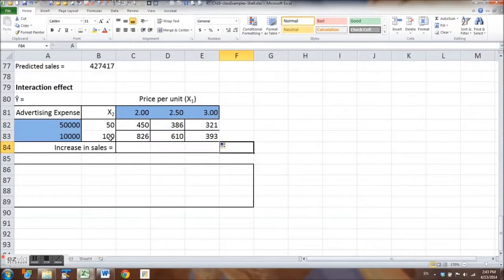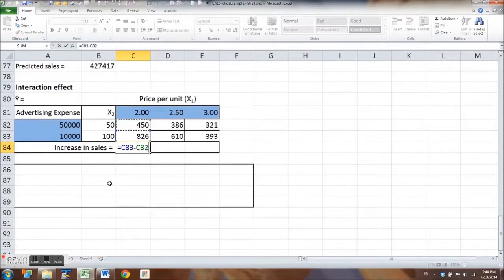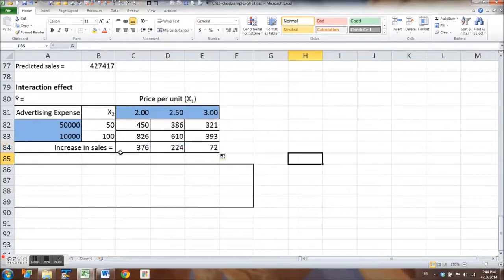Now that gives us the estimate for each of the prices when the advertising expense goes up from 50,000 to 100,000. So what happens to the sales? Sales goes up to 826 from 450 when advertising goes up from 50,000 to 100,000. When you increase advertising, sales goes up by 376,000 when the unit price is $2. Copy that, and you see that the increase in sales becomes smaller and smaller as the price increases, with the advertising going up from 50 to 100,000. In other words, the benefit that we receive declines as we increase the price.